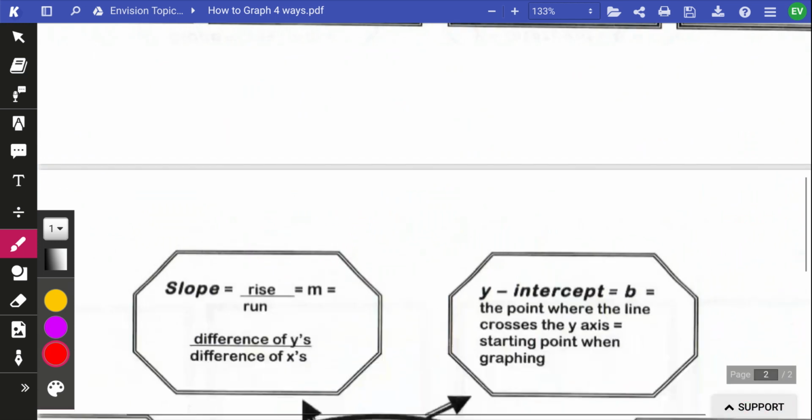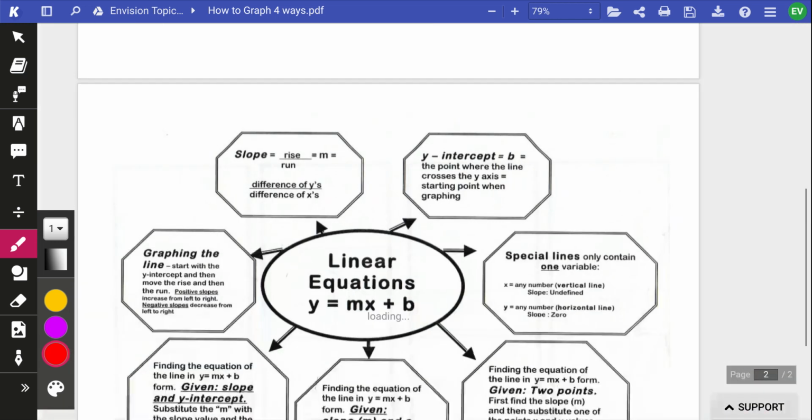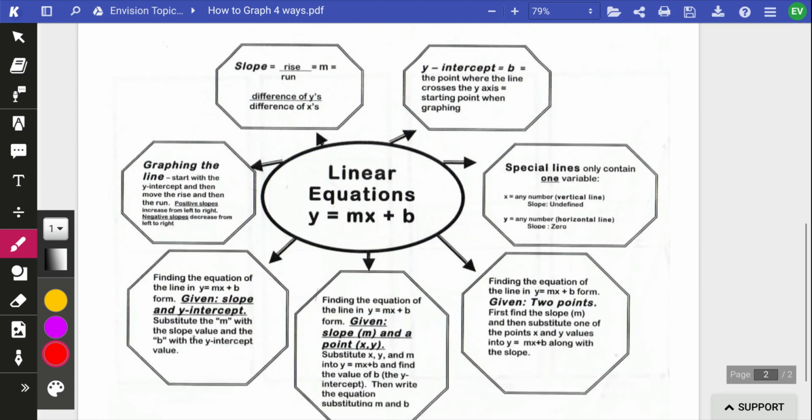On the second page of this is just a quick graphic organizer on different things. So we have something about the slope, how to calculate slope. We have something about our y-intercept, where your line crosses the y-axis, how to graph the line, and then special lines. We're going to talk about vertical and horizontal lines as well. And then finding the equation of the line given the slope and y-intercept.